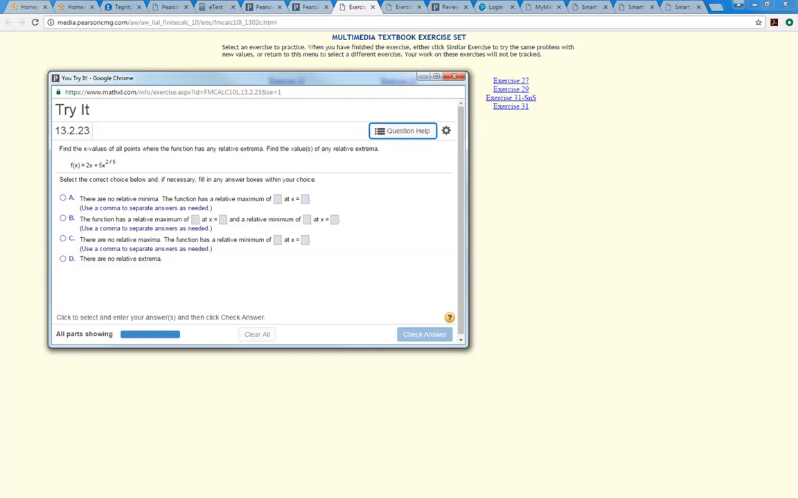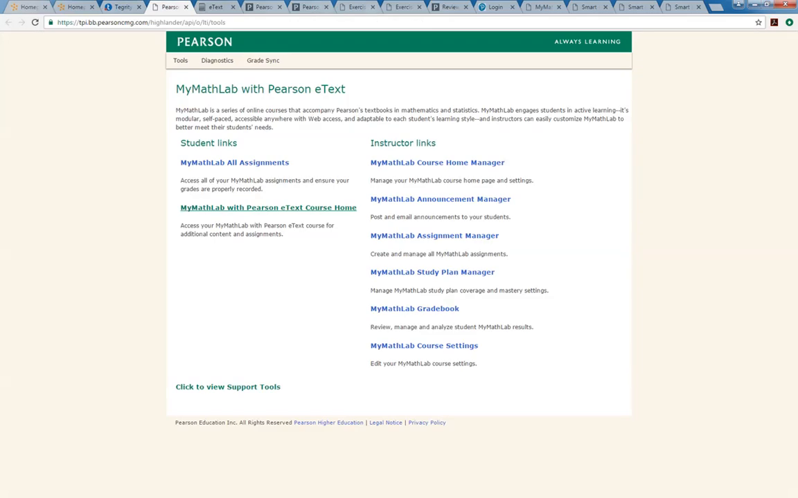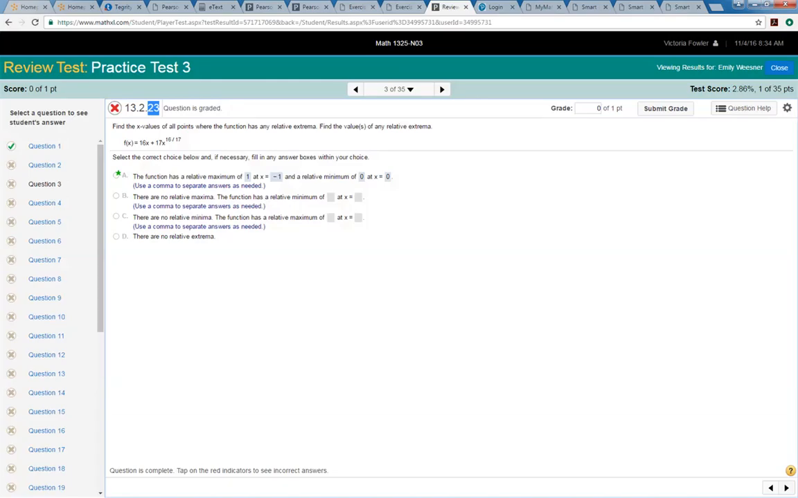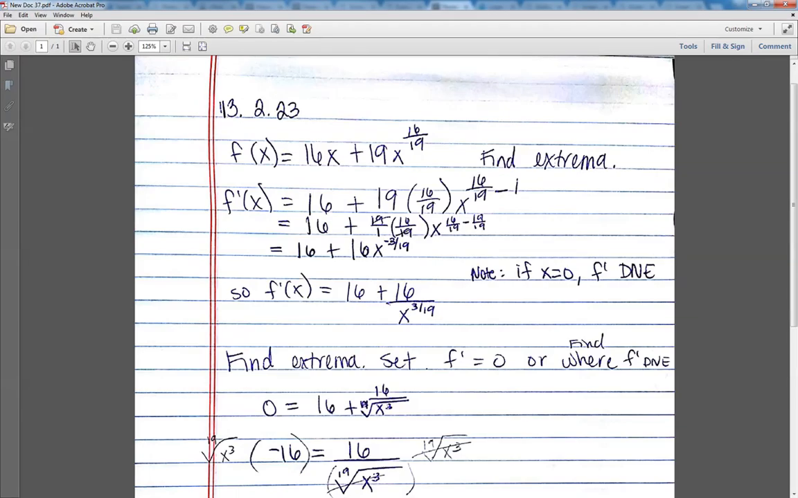So I'm going to go back to my practice test. Let me find the right tab. There we go, finally got it. Here's my practice test, and I've already worked out this particular problem. I looked at the function. I know I'm going to find the extrema, so again I take the first derivative, and then I find critical numbers, which means finding where the first derivative is equal to 0 or where it does not exist. So I'm going to take the derivative.